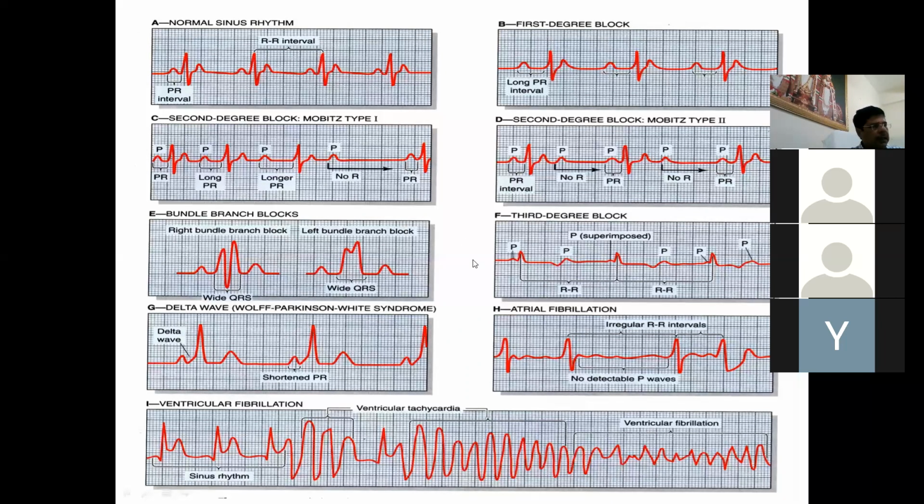Then you can have the bundle branch block. If you remember the anatomy of the conducting system, the only way by which an impulse can go from the atria to the ventricles is by... answer. You can unmute yourself and tell me the answer.